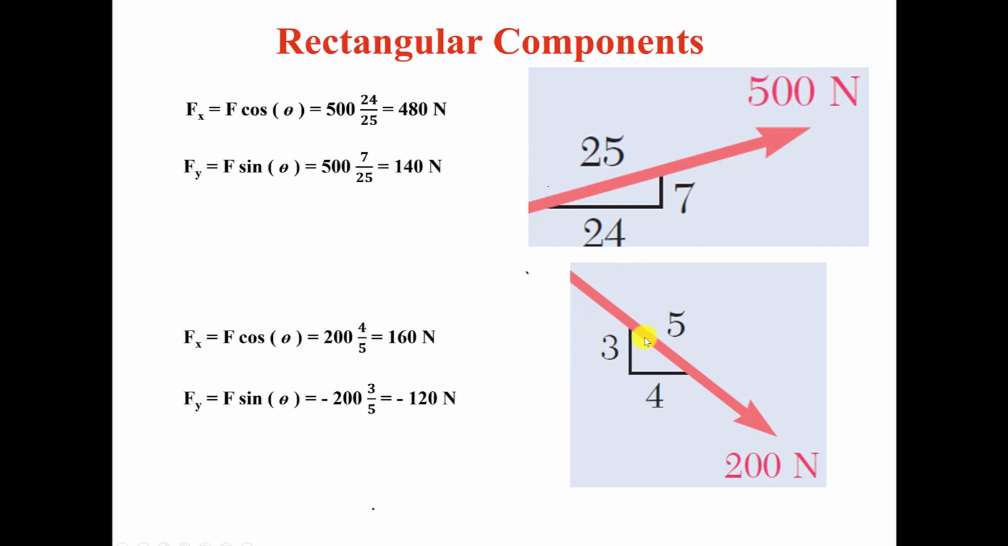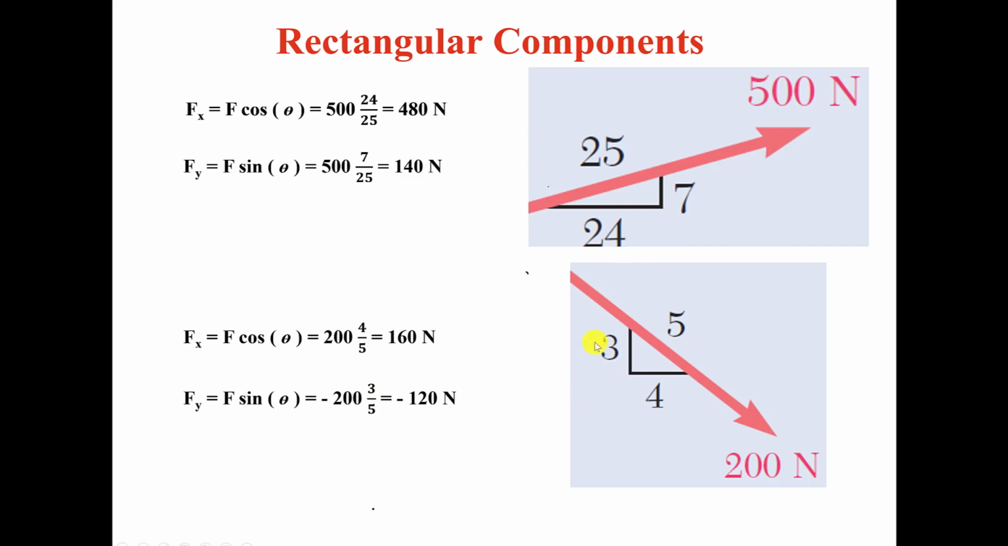Look at this force here. It has a positive x direction but negative y direction, and it has 4 for the x component and 3 for the y component. So now Fx will be what? The 200 multiplied by the cosine theta, which can be represented by 4 divided by 5, you get the x component, and 3 divided by 5 to get the y component.